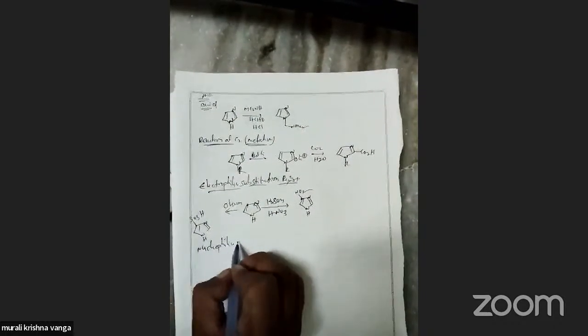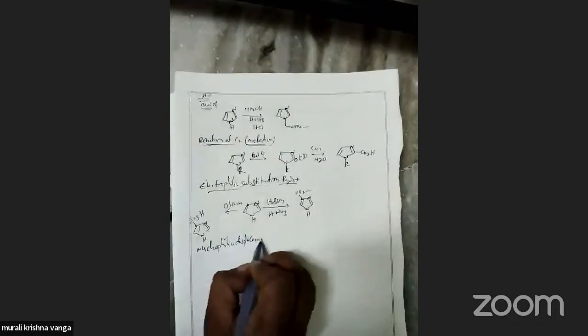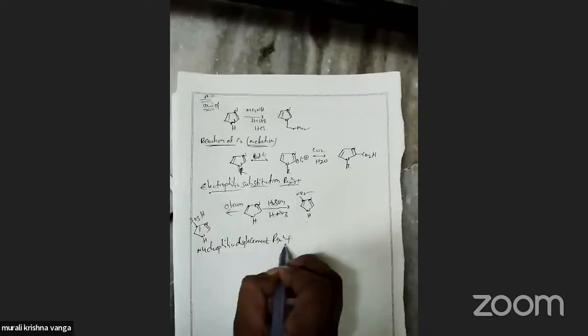Nucleophilic displacement reaction. A halogen at the C2 position can undergo nucleophilic displacement. This displacement is possible when we take secondary amines. Next, isothiazole.